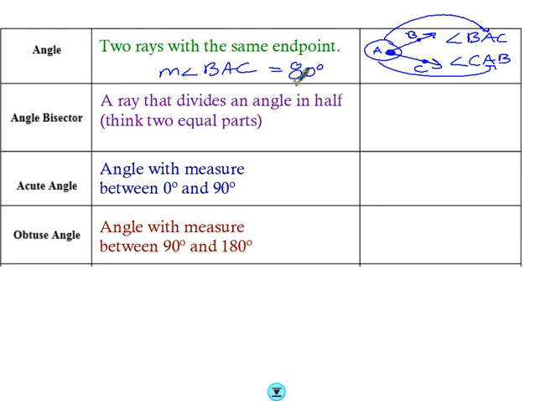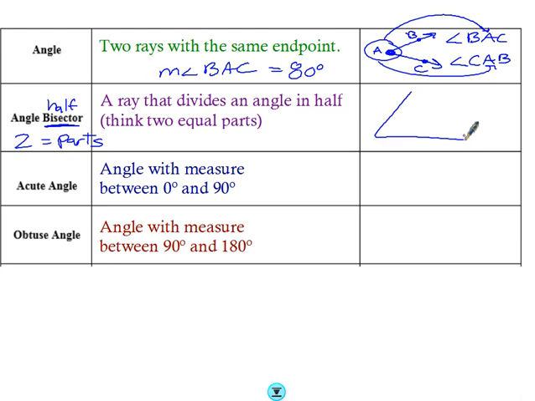An angle bisector is when you have a ray that divides an angle in half. Anytime you hear the word bisector, I want you to think of cut in half, two equal parts. So when I cut something in half, I have two equal parts. I have that written right here.